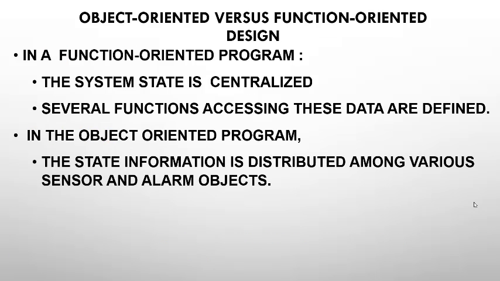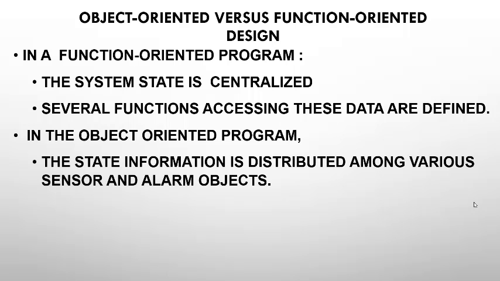Now, if we compare the function-oriented and object-oriented approaches based on these two examples, as we have discussed in the previous two slides, we can easily observe the following differences. In a function-oriented approach, the system state, that is the data, is centralized and several functions access and modify this central data. In an object-oriented program, the state information, that is the data, is distributed among various objects. In object-oriented design, data is private in different objects, and is not available to other objects for direct access or modification.